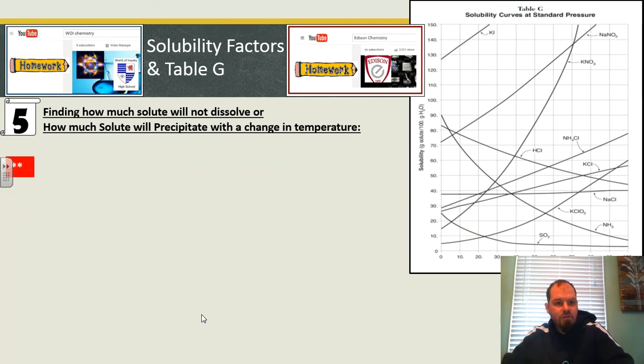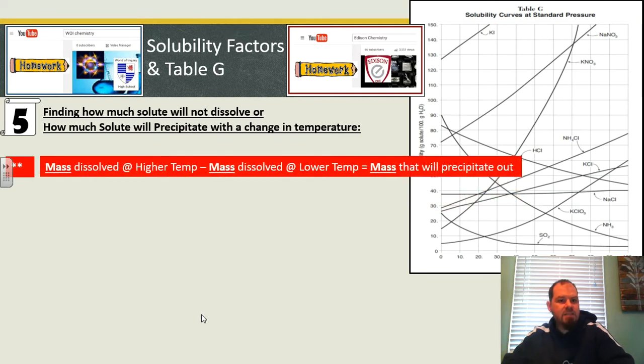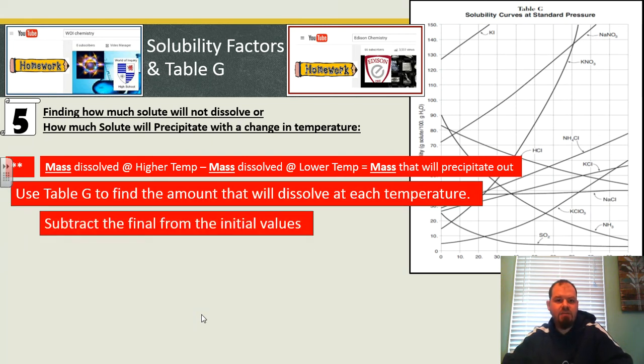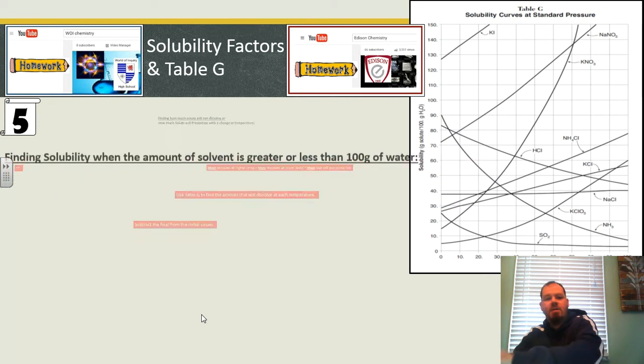There's another scenario though with your two dots, right? And this is the temperature. So again, I'm going to take the mass at the high temperature minus the mass at the lower temperature, and this is the mass that will precipitate out if I'm going from high to low. If I'm going from low to high, I can see how much more would dissolve. Okay, we're just going to plot the two. Use Table G to find out each amount, and then subtract the final from the initial. Okay, you're going to be writing that stuff down. We're going to get into doing it here in a second. I think we got a little bit more to talk about of how to do it, and then we're doing it.